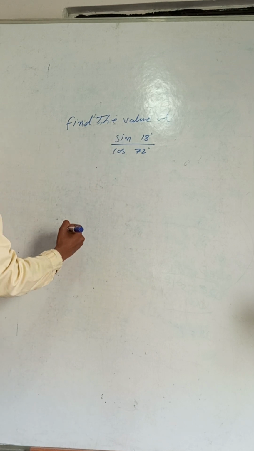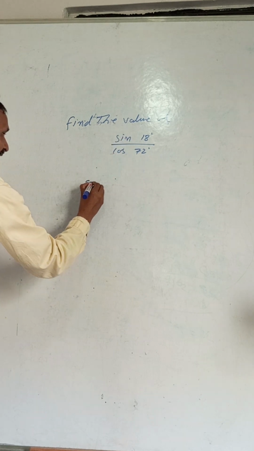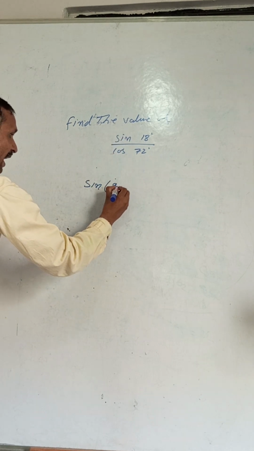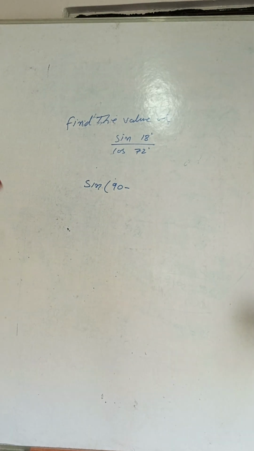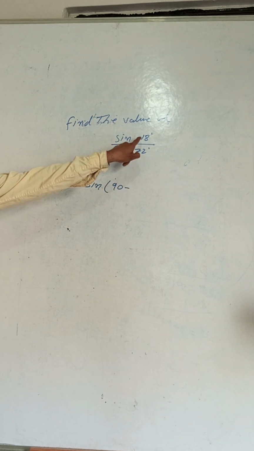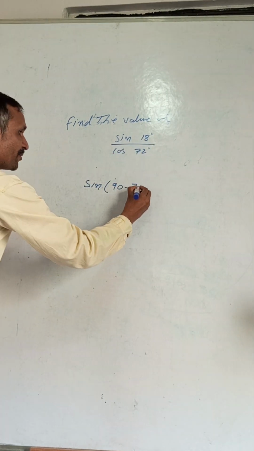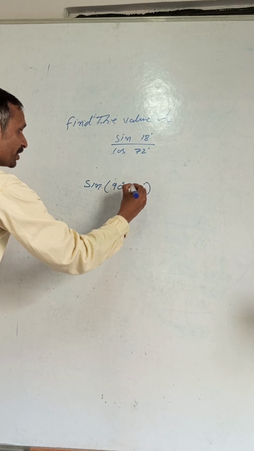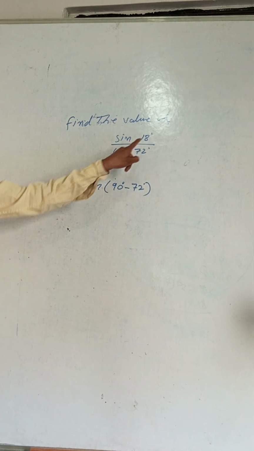We have to change one. Let's change the sine. So we can write sine of 90 minus what number have to write here? It will become 18, which means that is 72. 90 degree minus 72 degree means 18 degree will come.